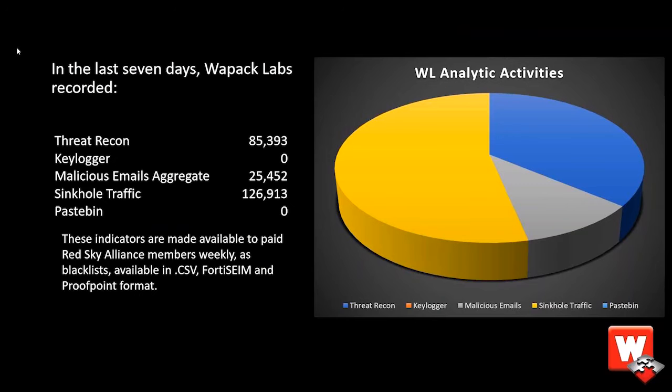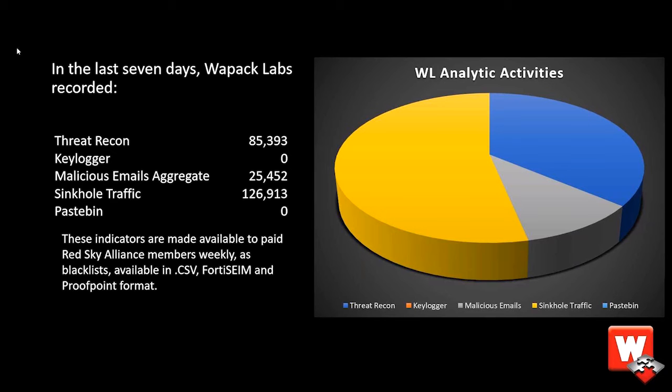So in the last 7 days, or a week rather, we've recorded almost 200,000 indicators, which is low compared to last week's million new indicators. But almost half of these indicators come from Threat Recon, which is our high confidence indicators derived from WAPAC Labs proprietary reporting. Every single indicator has a report sourcing that indicator.